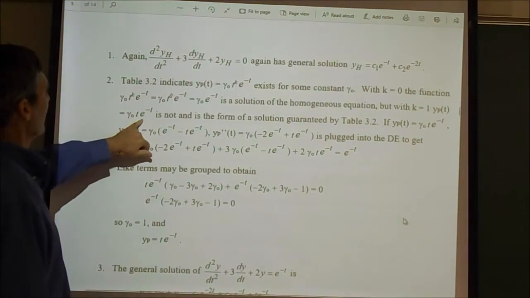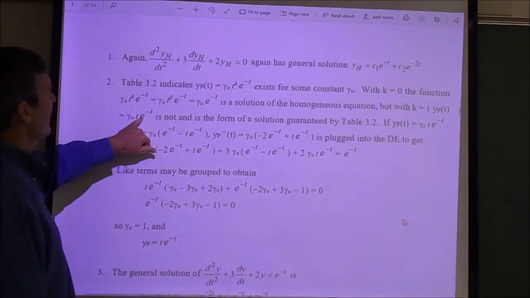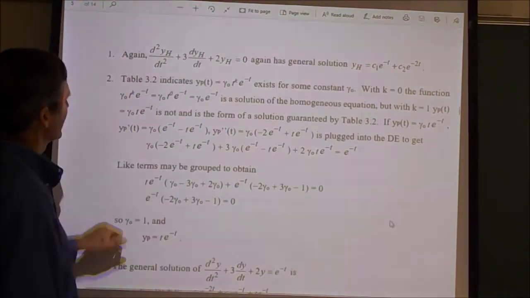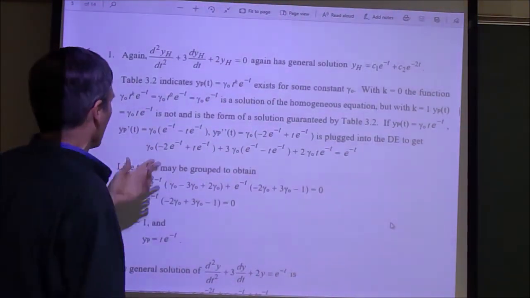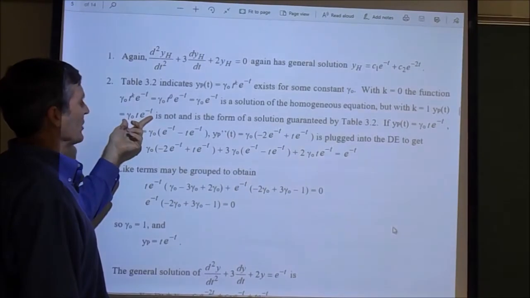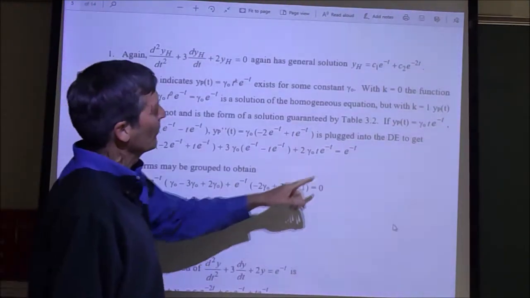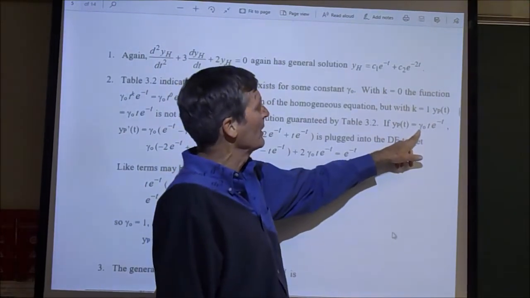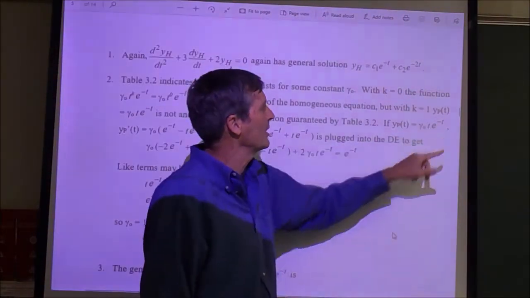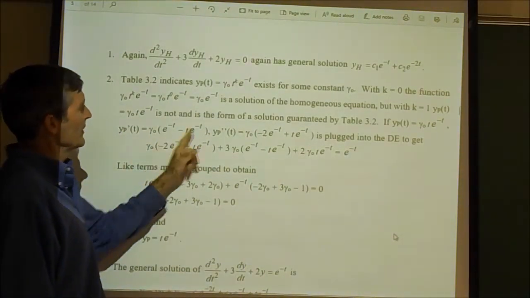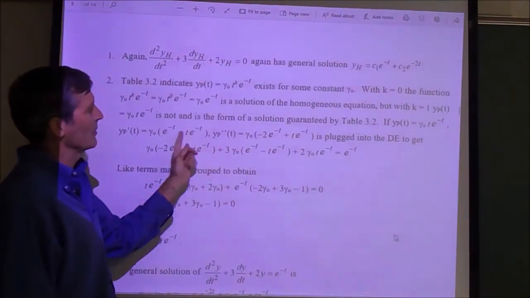So this is the first power of t that makes the right side of the table not a solution of the homogeneous problem. So there must be, by the theorem, by the table, a solution of this form. Now we have a little more difficulty calculating the derivatives, right? If a particular solution we know exists of the form gamma 0 t e to the minus t, its derivative is this, first derivative. Its second derivative is this. You have to use the product rule.